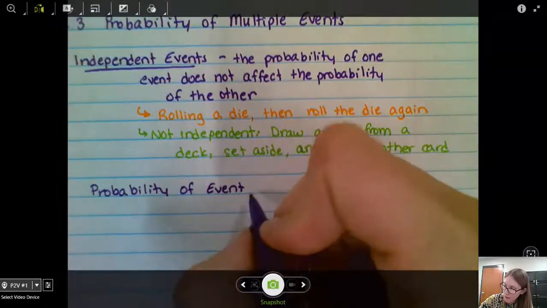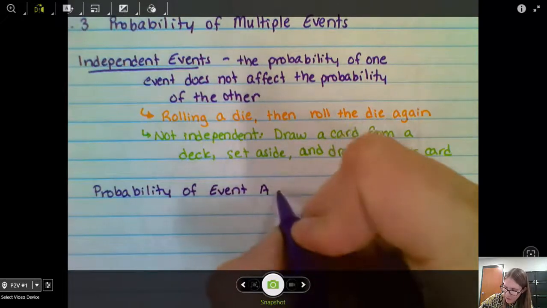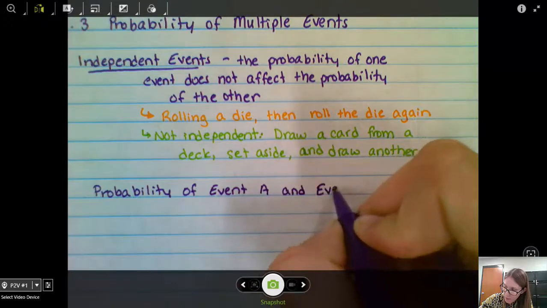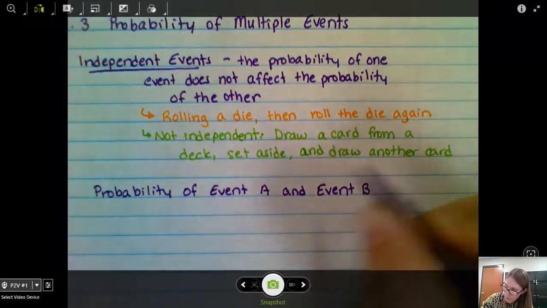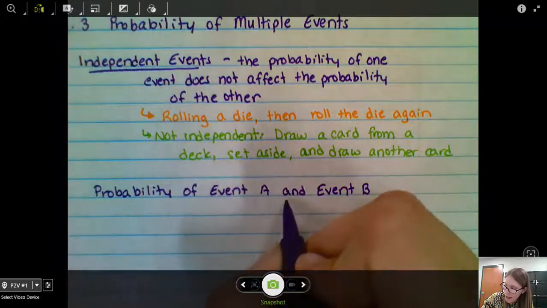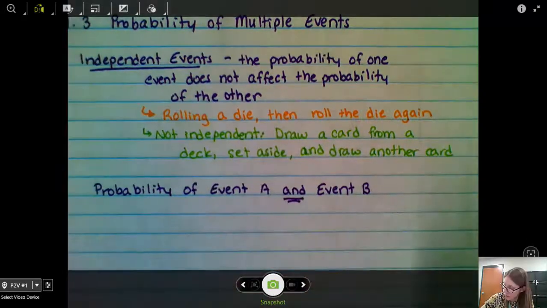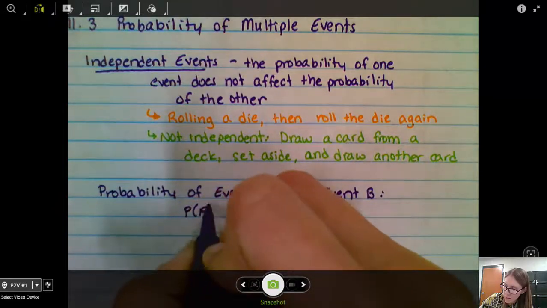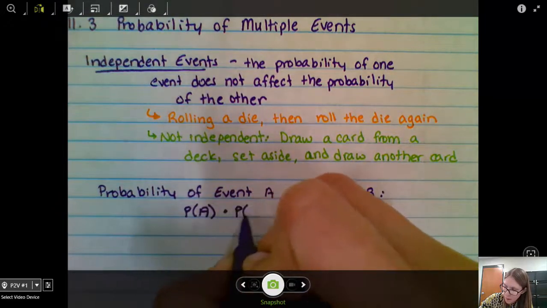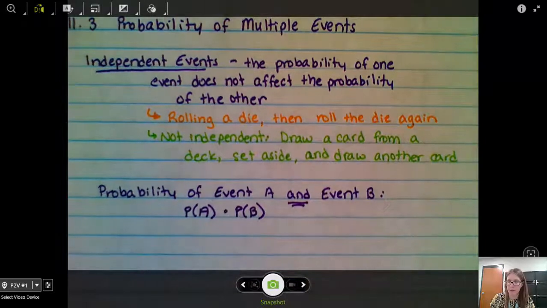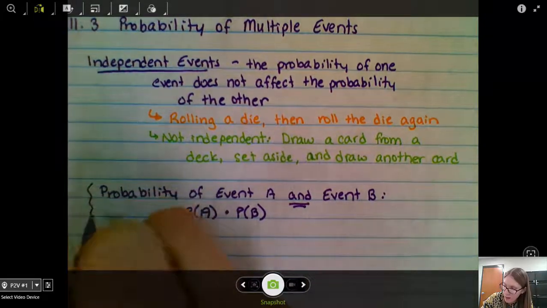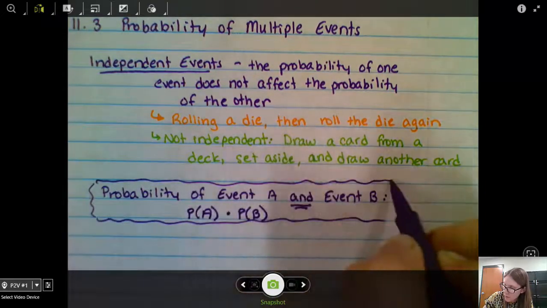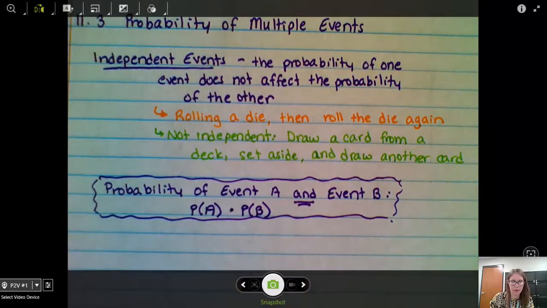But again, kind of as a refresher of what we saw in example 3 from section 2. Your probability of event A, I'm just going to call this event A, and probability of event B. So your probability of event A and event B happening is found by taking the probability of A times the probability of B. So just kind of revisiting that formula as a reminder here.